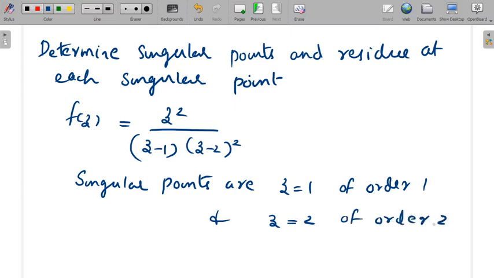All are poles. So pole of order 1, pole of order 2. So we use the formula to evaluate the residue.